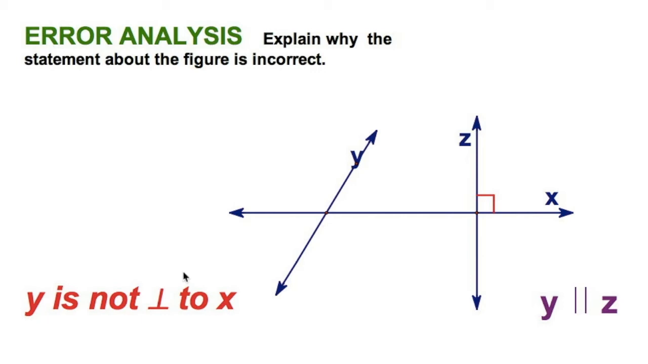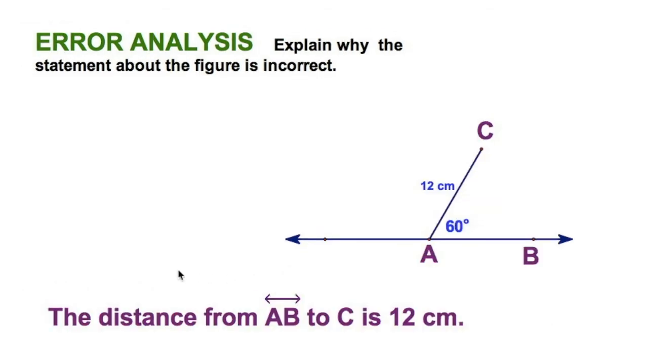Tricky. All right, how about this? What's wrong with this? The distance from AB to the point C is 12 centimeters. And it just plain can't be, because we learned that the distance between a point and a straight object is by its definition the perpendicular distance. And perpendicular is not 60 degrees. We could visualize it like that.